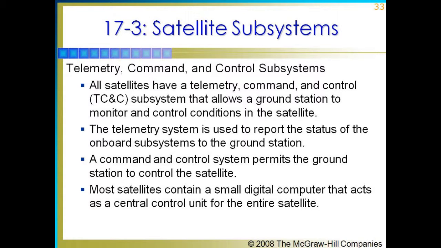All satellites have a telemetry, command and control subsystem that allows a ground station to monitor and control conditions in the satellite. The telemetry system is used to report the status of the onboard subsystems to the ground station. It typically consists of various electronic sensors for measuring temperatures, radiation levels, power supply voltages, and other key operating characteristics. A command and control system permits the ground station to control the satellite. Typically, the satellite contains a command receiver that receives control signals from an Earth station transmitter.